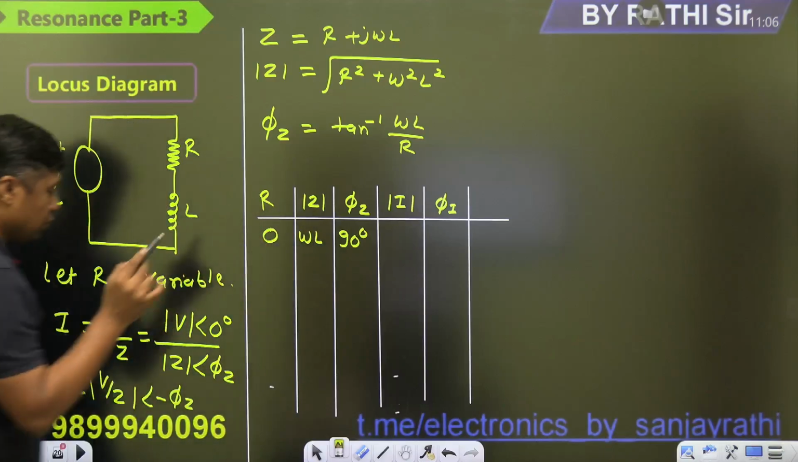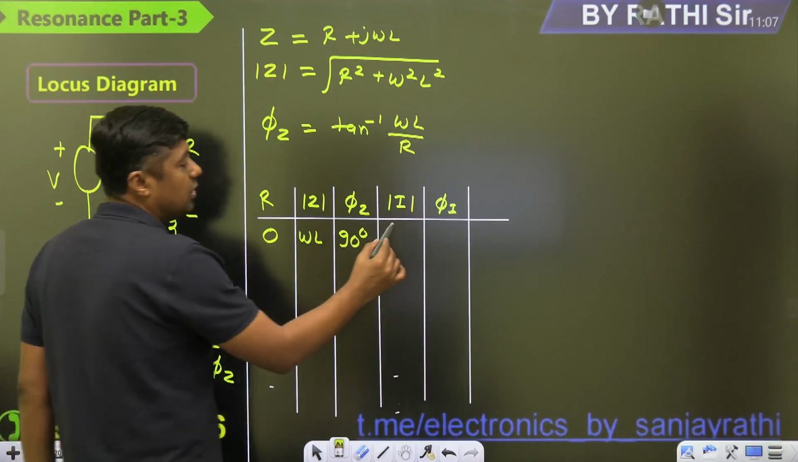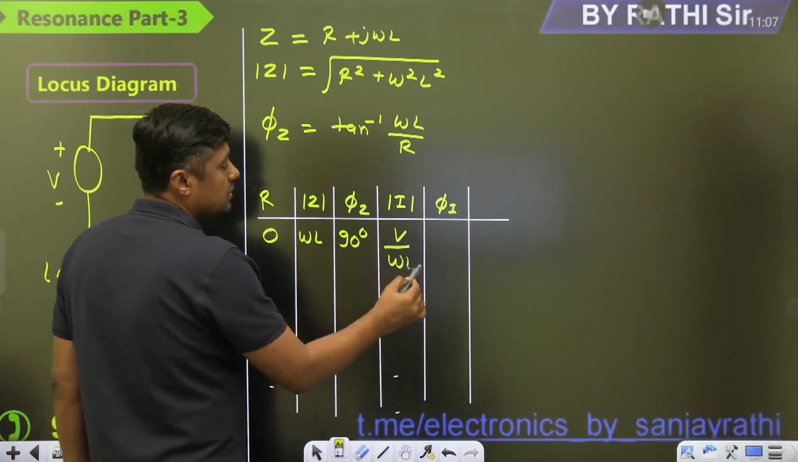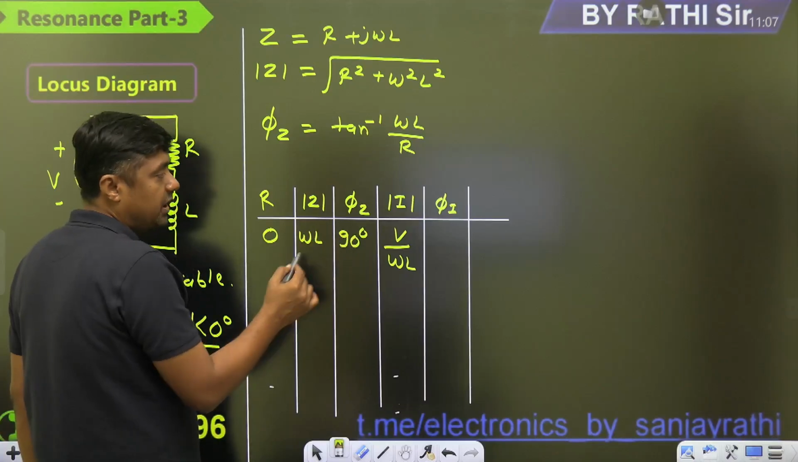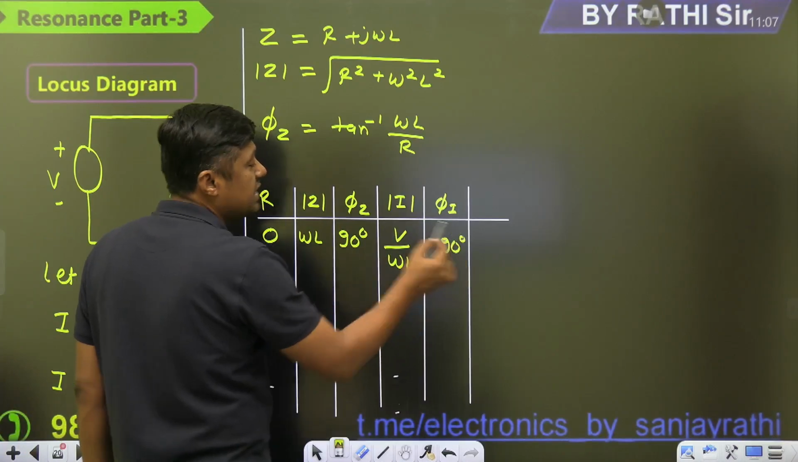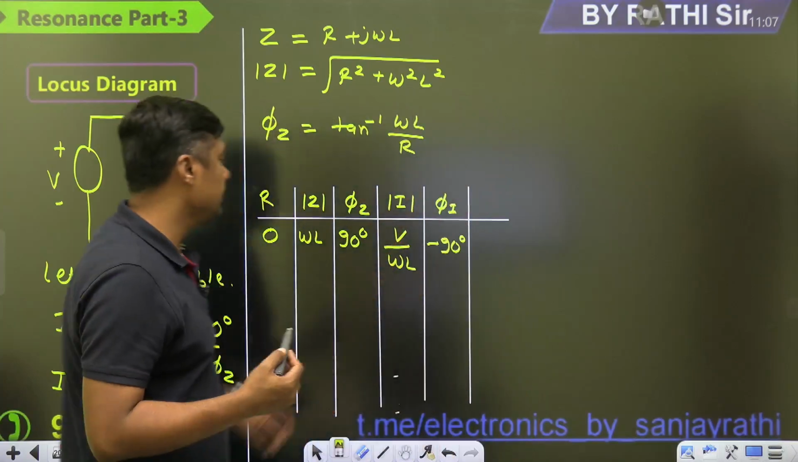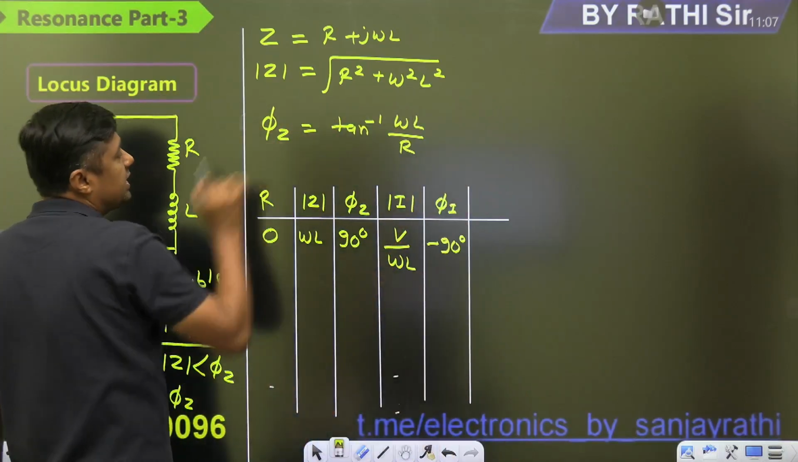What is the magnitude of I? V by Z. So what is the Z? Omega L. It will become V by omega L only, the magnitude of V upon omega L. And what is the angle? Negative. This will become minus 90 degree. So it is an inductive circuit. Current lags voltage, so minus 90 degree. It is a purely inductive circuit because R is 0.